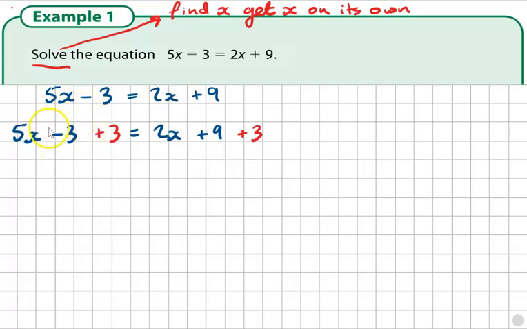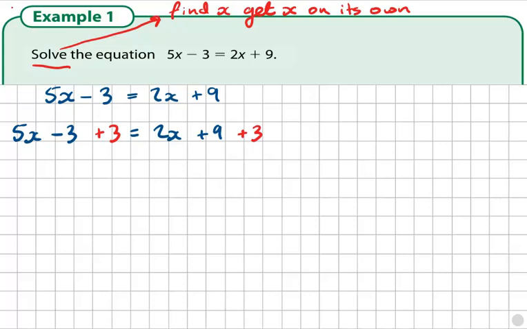Then we want to get rid of the minus 3 because we're trying to isolate the x. We're trying to get the x on its own. So the opposite of minus 3 is plus 3. So if we add 3 to the left-hand side, it'll get rid of that minus 3. It'll cancel it out. But what we do to the left, we do to the right. What we do to the right, we do to the left. This is known as balancing the equation.